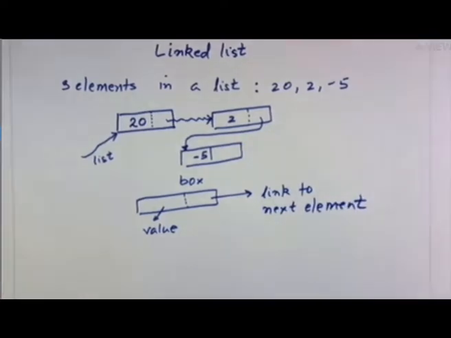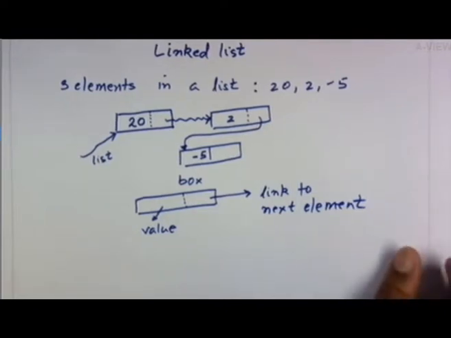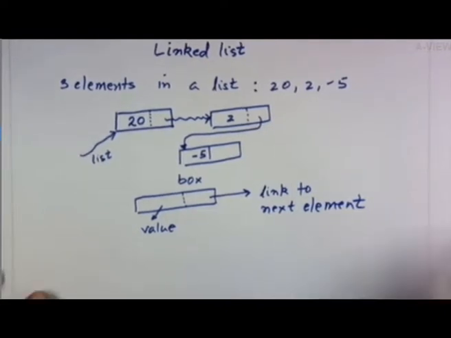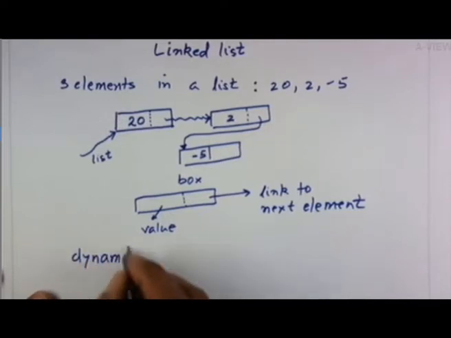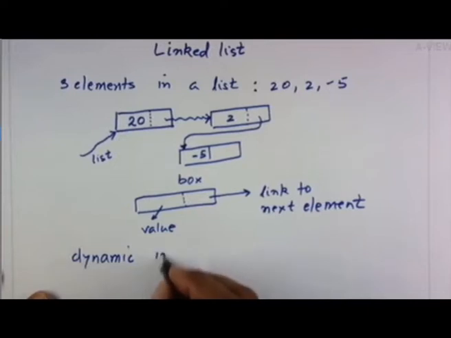Okay. So what is the advantage of a linked list? The primary advantage of a linked list is that it is dynamic. I don't have to guess how many elements this list will have. It is dynamic in nature.